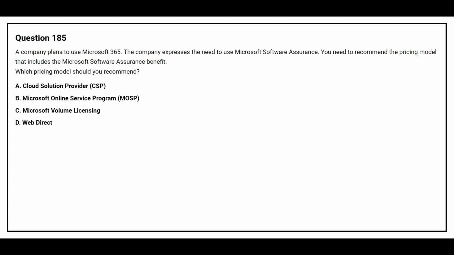Question number 185. A company plans to use Microsoft 365. The company expresses the need to use Microsoft Software Assurance. You need to recommend the pricing model that includes the Microsoft Software Assurance benefit. Which pricing model should you recommend?